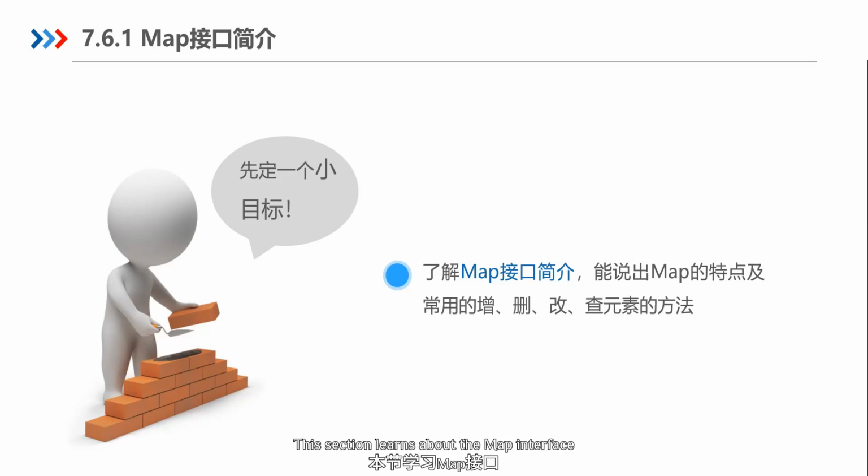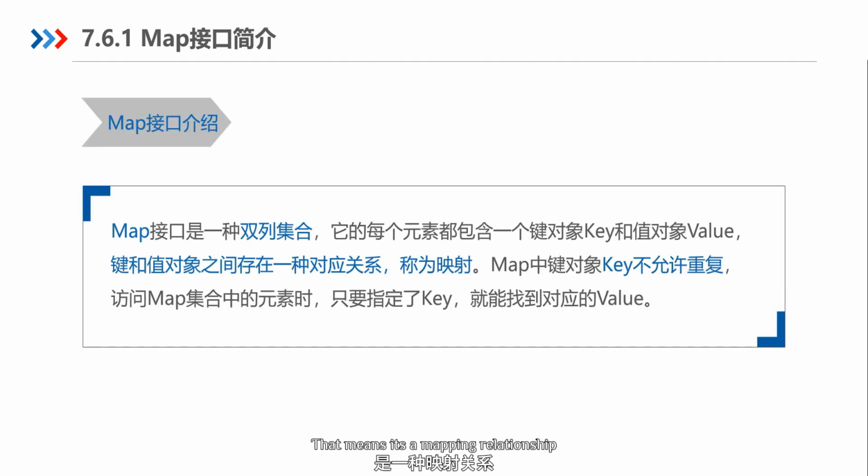This section learns about the map interface. The map interface is different from the collection subinterface and its implementation classes. The map interface is a two-column collection, which means that it stores elements in pairs. That means it's a mapping relationship.